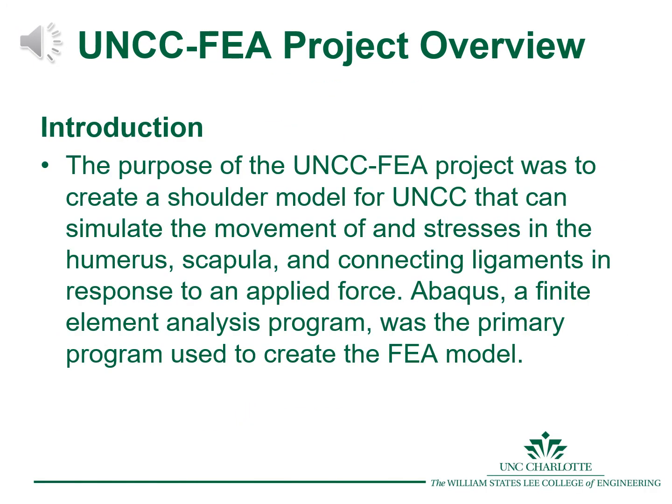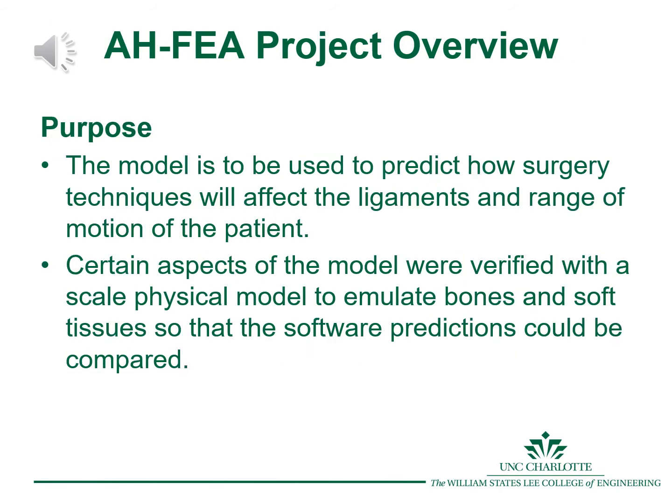The purpose of our project is to create a model with bones and soft tissues that can reliably predict the effects of surgery on the humerus and the scapula. Abaqus and HyperMesh were used to create FEA models of the shoulder. We wanted to simulate the loads of these surgeries and analyze how the humerus and scapula would respond to these forces. Certain aspects of the model were verified with a scale physical model to emulate bones and soft tissues so that the software predictions could be compared.